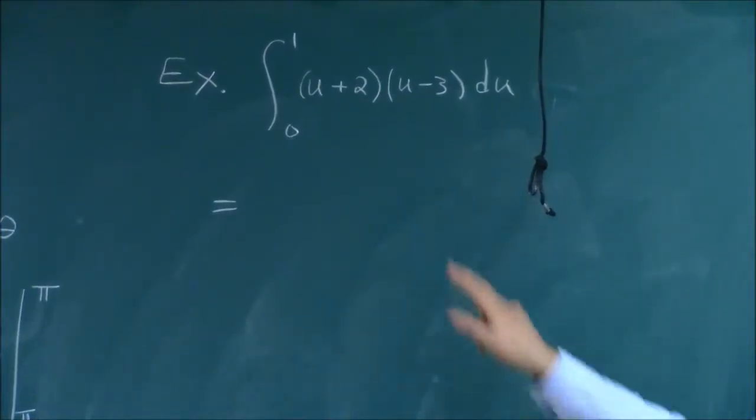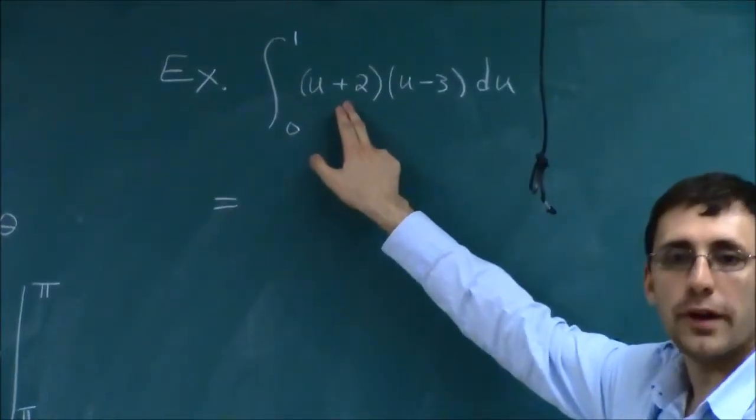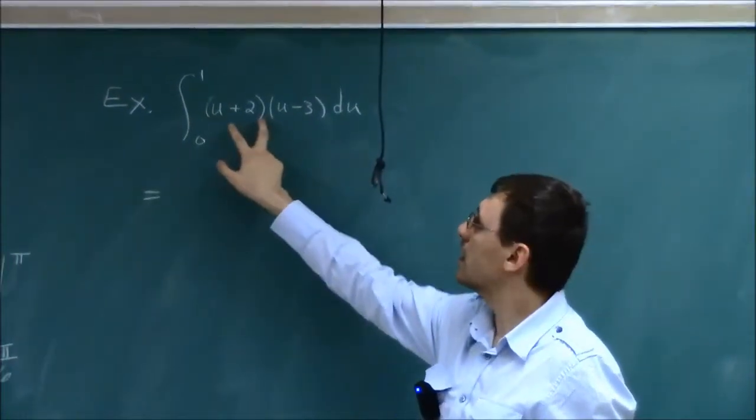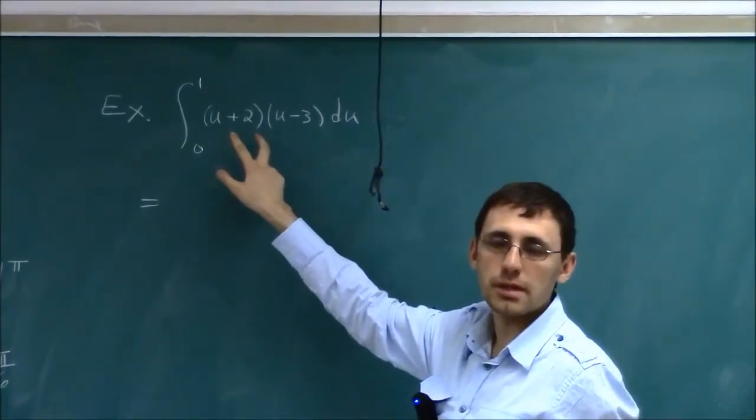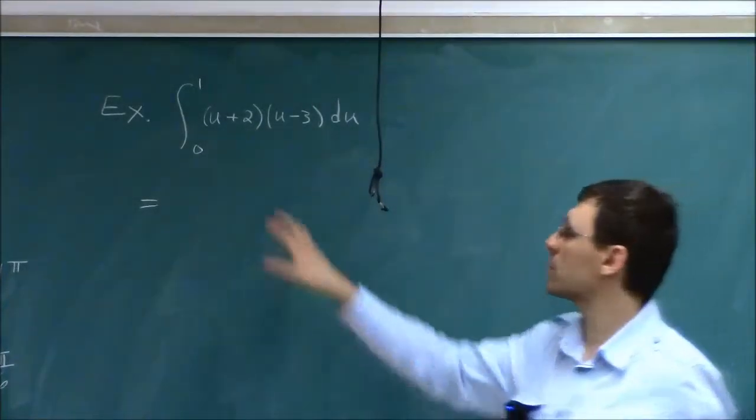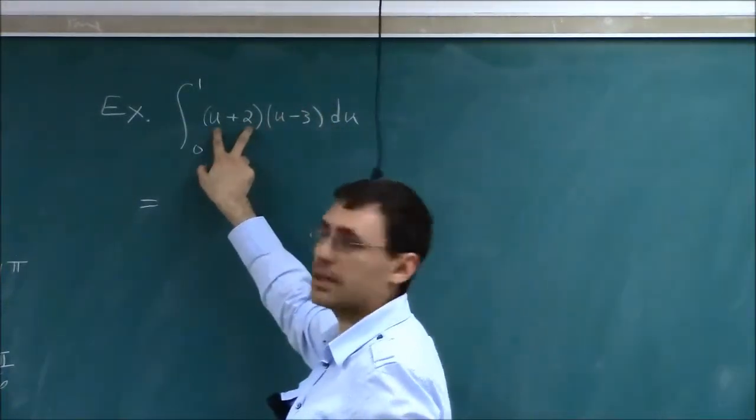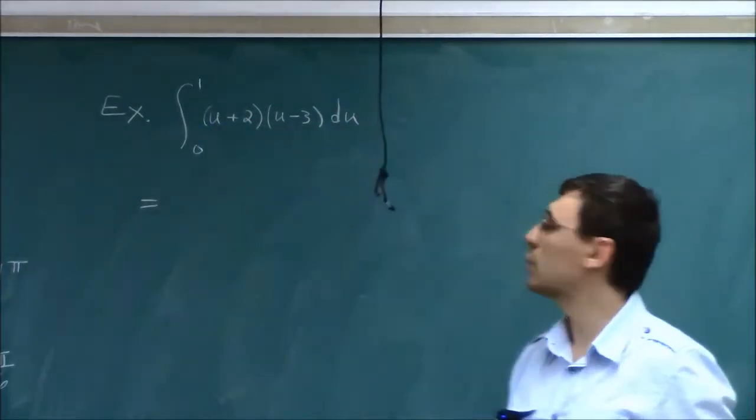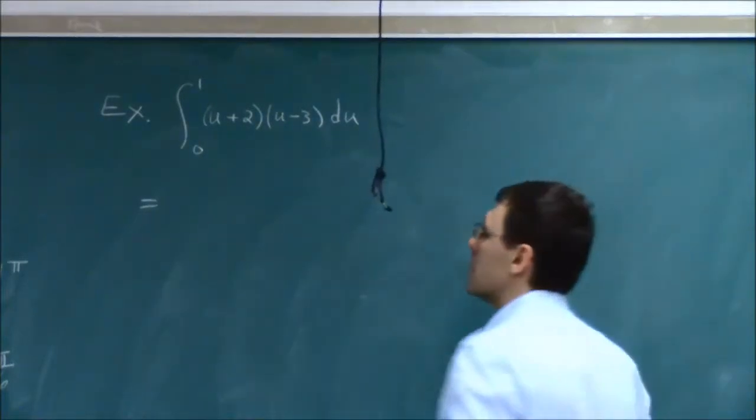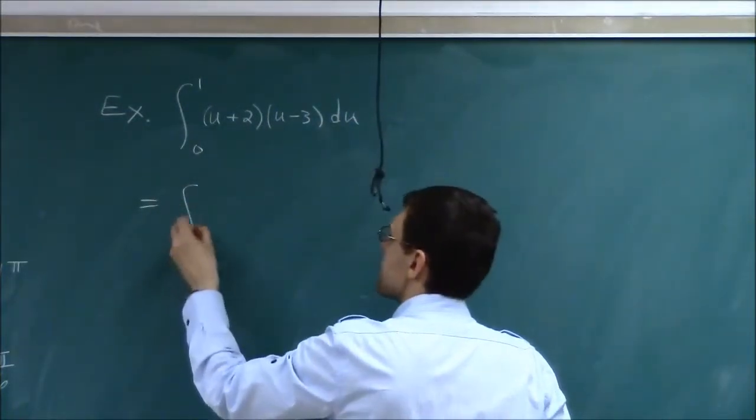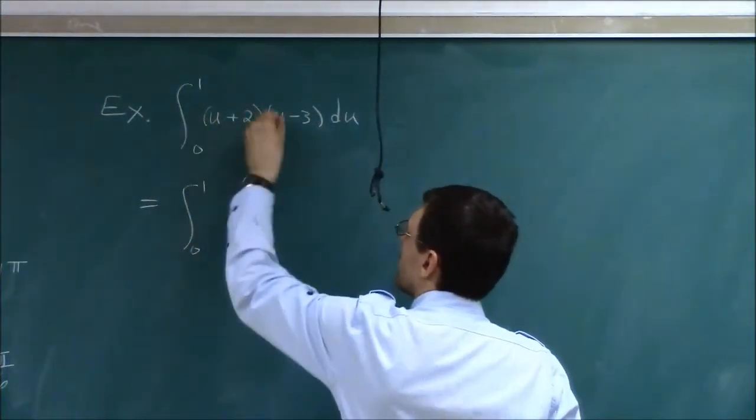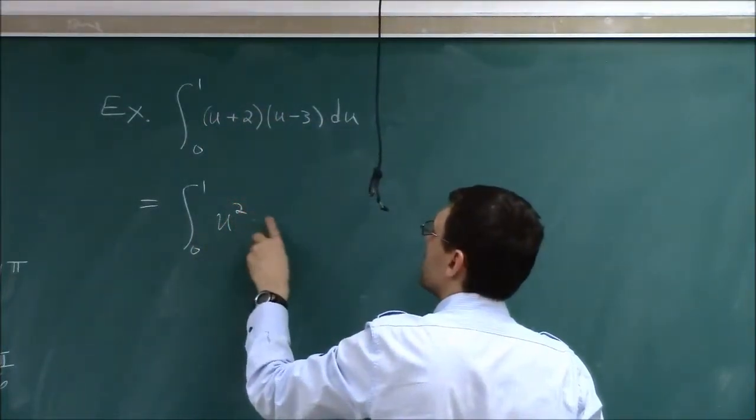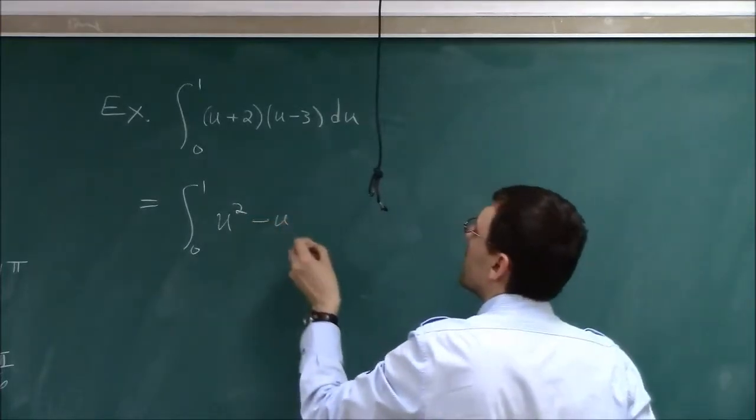Distribute. So remember that I want to find an antiderivative of u plus 2 times u minus 3. Unfortunately, there is no nice product rule. There is a nice sum rule, but there is no nice product rule. So a common mistake is to find the antiderivative of u plus 2 and multiply it by the antiderivative of u minus 3. That's incorrect. So what you do is, from 0 to 1, distributing it, it would be u squared minus u and minus 6.